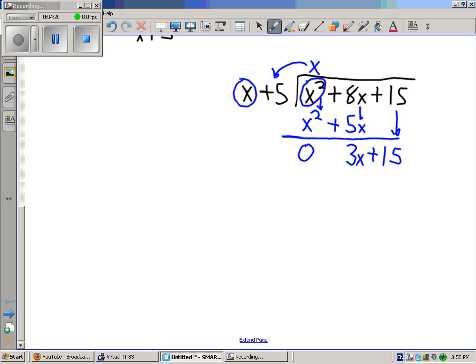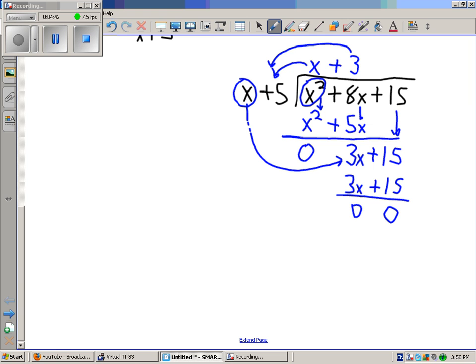We do the same thing again. X goes into 3x. How many times? Positive 3. Now we multiply the 3 by everything in our denominator, so we get 3x plus 15. We subtract, no remainder, and lo and behold, our answer is what we'd expect it to be, x plus 3.